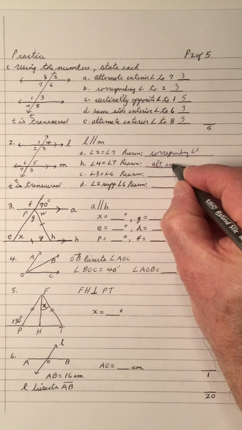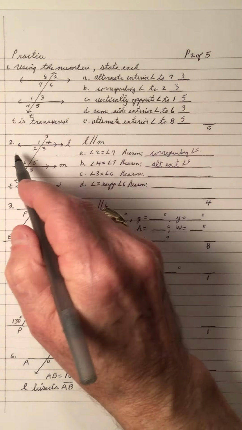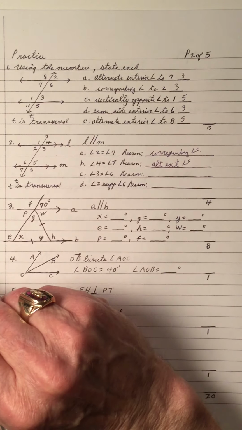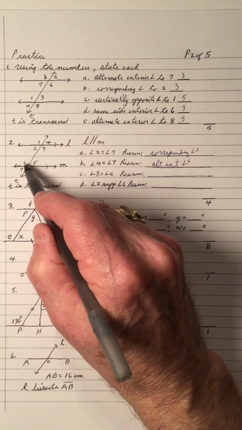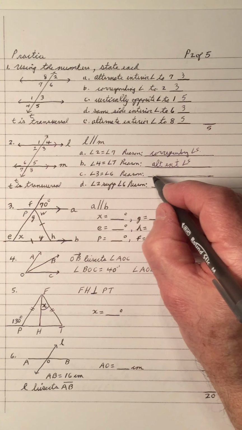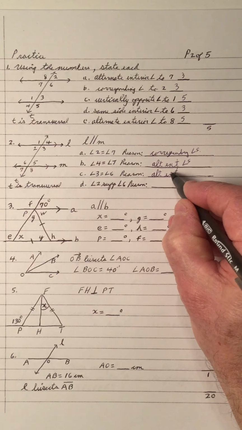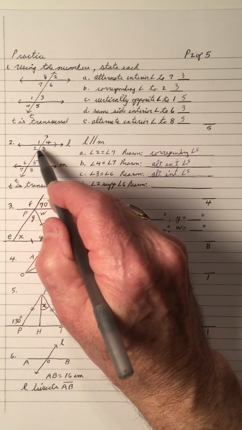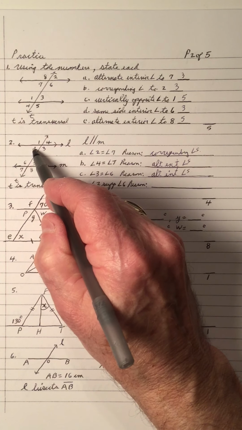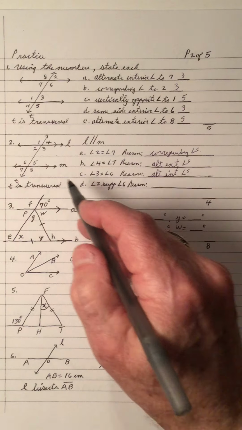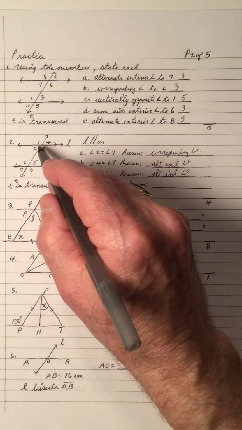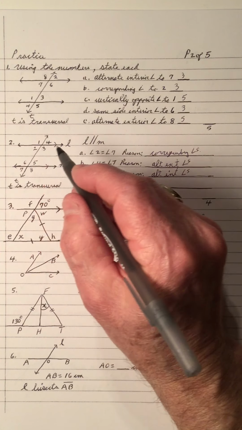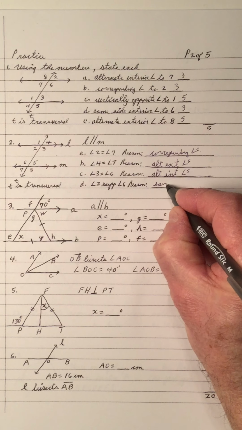So when 2 parallel lines are cut by a transversal, the corresponding angles are equal and the alternate exterior angles are equal. 3 equals 6. 3 and 6 are alternate interior angles. Again, 2 parallel lines cut by a transversal, the alternate interior angles are equal. So 2 equals 5, alternate interior. 2 and 6 are supplementary because when parallel lines are cut by a transversal, the same side interior angles are supplementary.